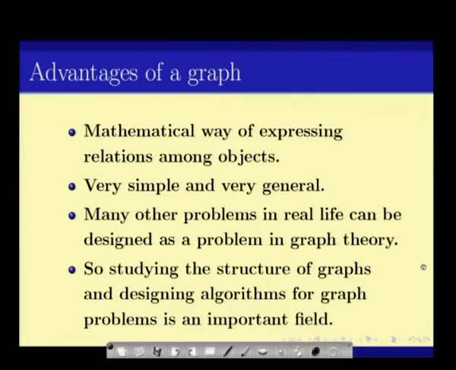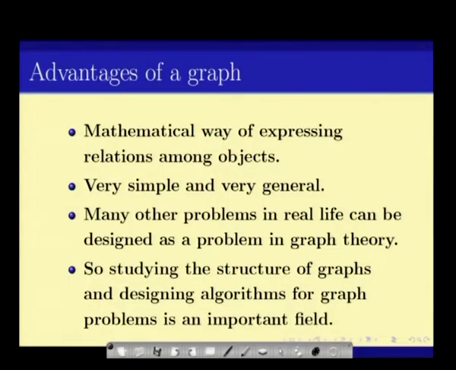The advantage of studying these graphs is that they help us mathematically express relationships among objects. This characterization of relationships in terms of graphs is a very simple and general way of doing it. Many real life problems can be formulated as graph theory problems, and hence studying graph theory and algorithms for graphs is a very essential subject in our field.